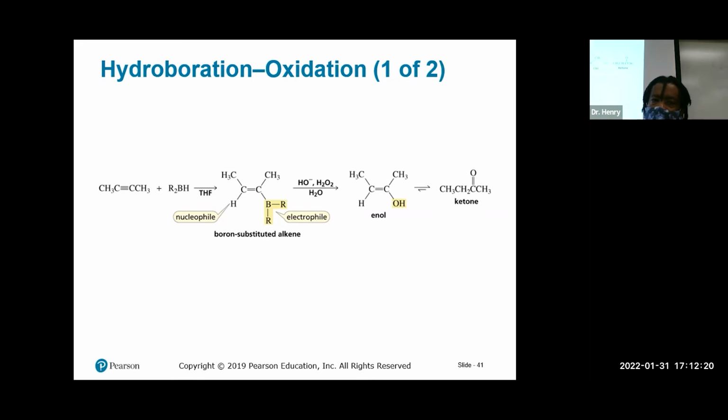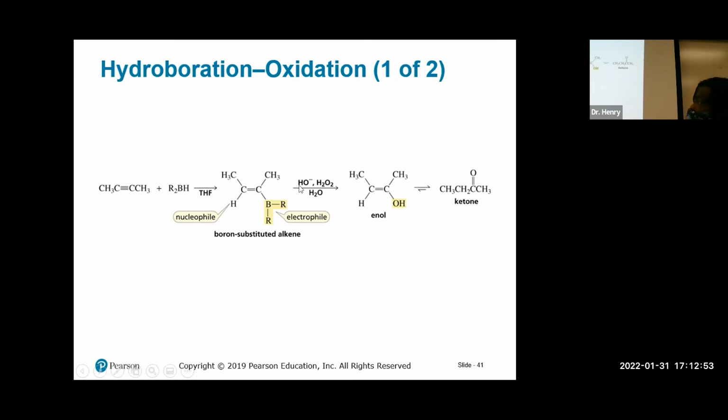So in this case, the tetrahydrofluorine is going to act to help drive the reaction. So as a result of this, this hydrogen is going to act as nucleophile. This is going to be electrophile, and you're going to get your borate added onto the alkene.